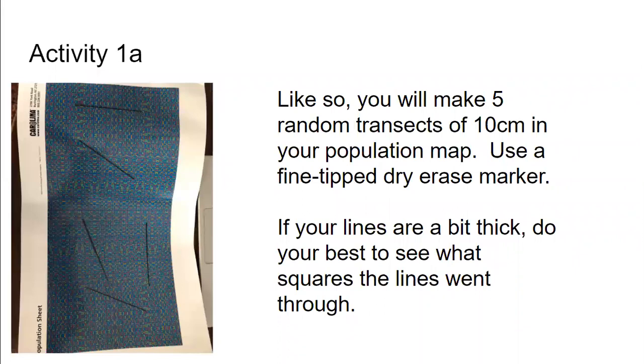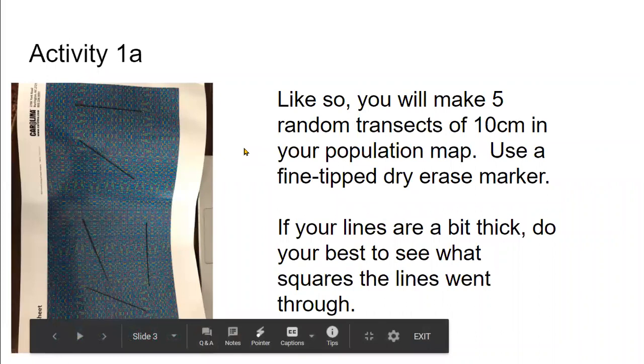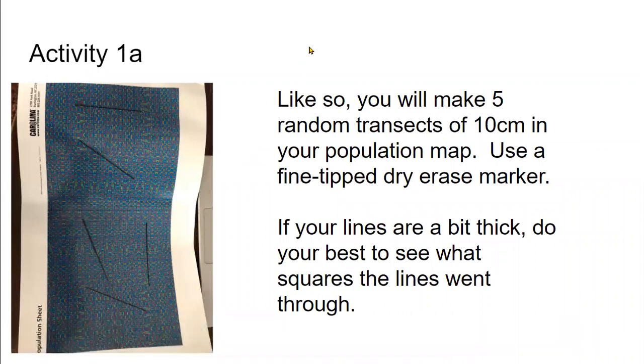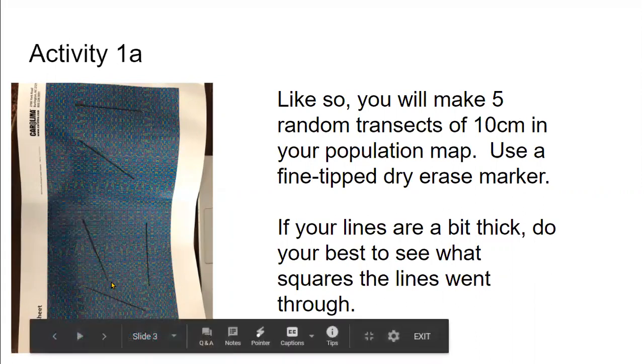Okay, so in your lab, you've been given this big sheet that has a lot of colors on it. And as you read the directions for activity 1A, it says that you need to make 5 random transects of 10 centimeters, again, 100 millimeters, in your population map. I did this on my map. You can see my 5 areas. Yours can be totally up to you.